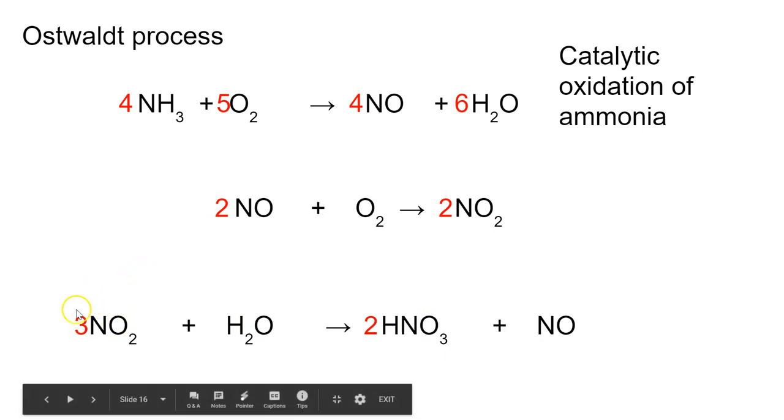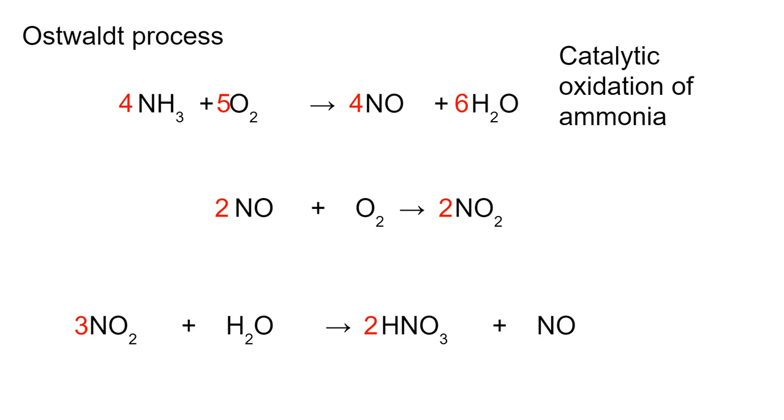Okay, in total, in the NO2, I've got 3 molecules, so I have 6 oxygens over here, plus that one is 7 oxygens as reactants. And let's see what happened over here. 2 times HNO3, that will give me 6 oxygens plus another oxygen, 7. So I have 7 oxygens as part of my reactants, as well as 7 oxygens as part of my products. So this equation is balanced. And there is the complete Ostwald process.